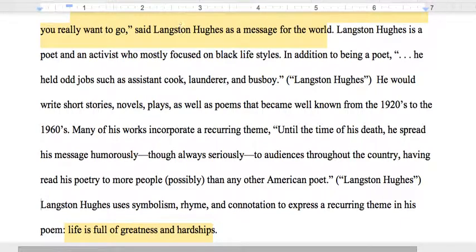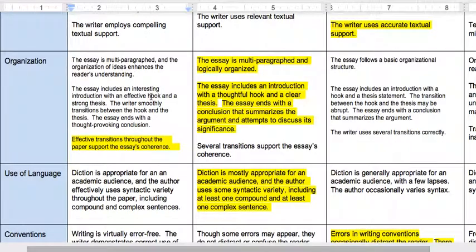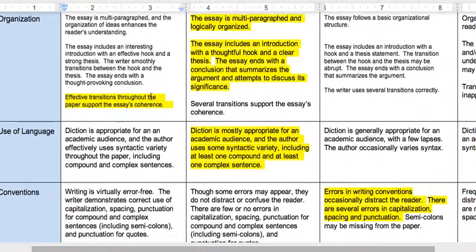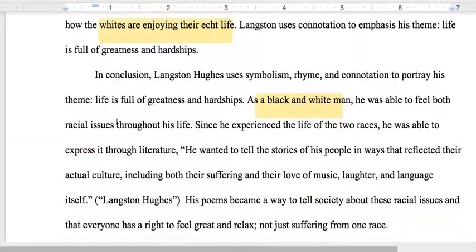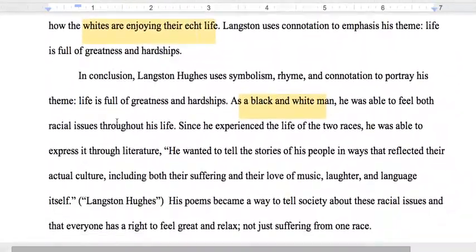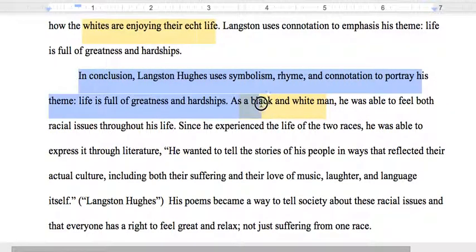In terms of the conclusion, going back to the rubric, you see it ends with a conclusion that summarizes the argument and attempts to discuss its significance. Again, there is a conclusion. It does restate the thesis: "In conclusion, Langston Hughes uses symbolism, rise, and connotation to portray his theme. Life is full of greatness and hardships." So we have the thesis again.